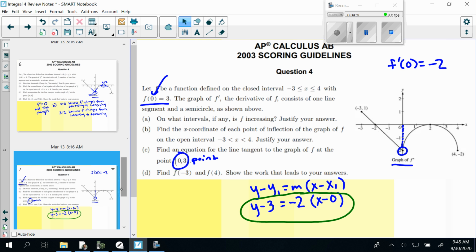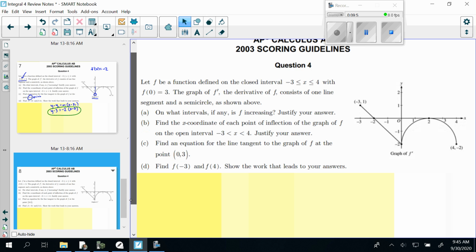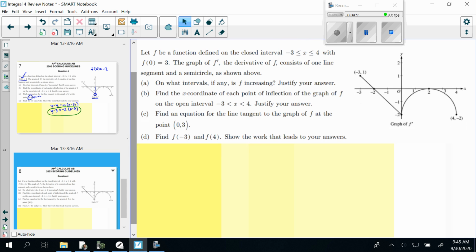All right, final part to this one, D. Find f of -3 and f of 4. Show the work that leads to your answer. Okay, so this last part, this is where that kind of twist on the fundamental theorem is going to happen. We know if we did the integral of, and our one point we know is 0, 3 here.